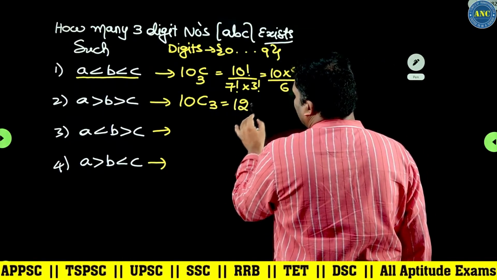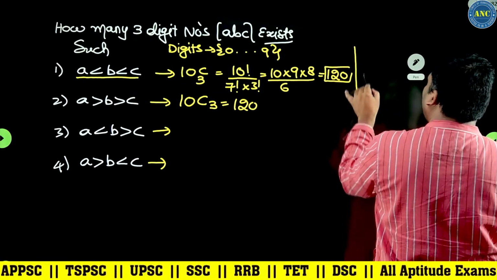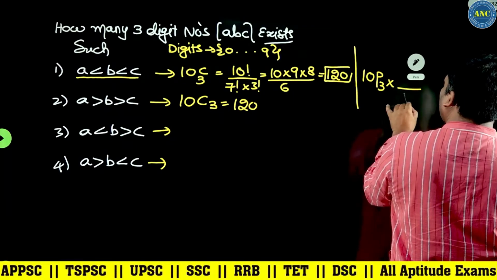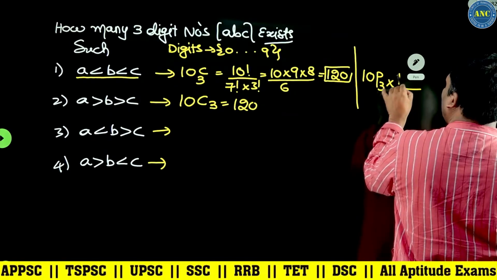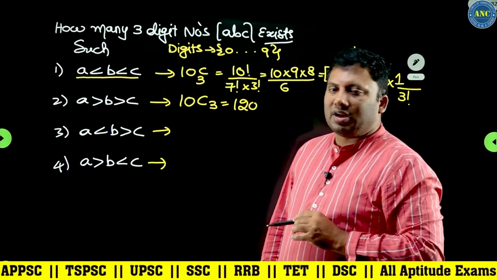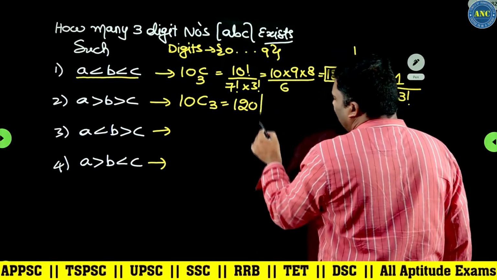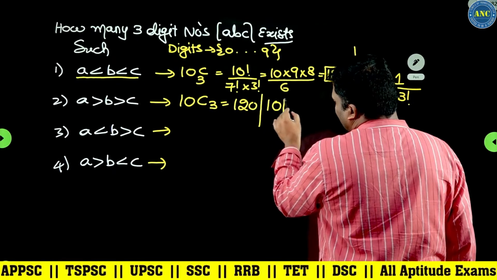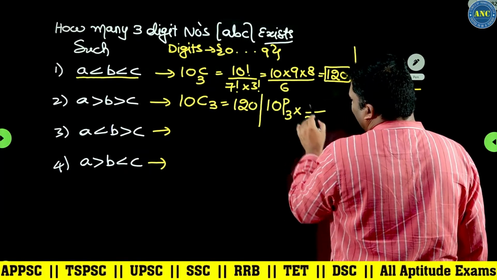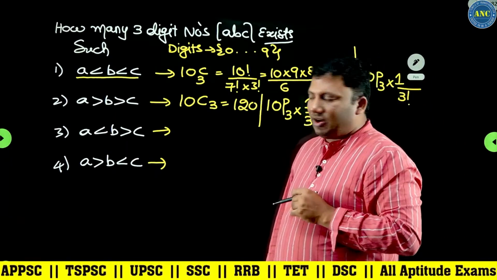This can also be written another way. Out of 10 numbers, pick any 3 numbers. Those 3 numbers can be arranged among themselves in 3 factorial ways. Only one case will be there where the numbers are in ascending order, so 10C3 is 120. Similarly, only one case will be there where the numbers are in descending order.